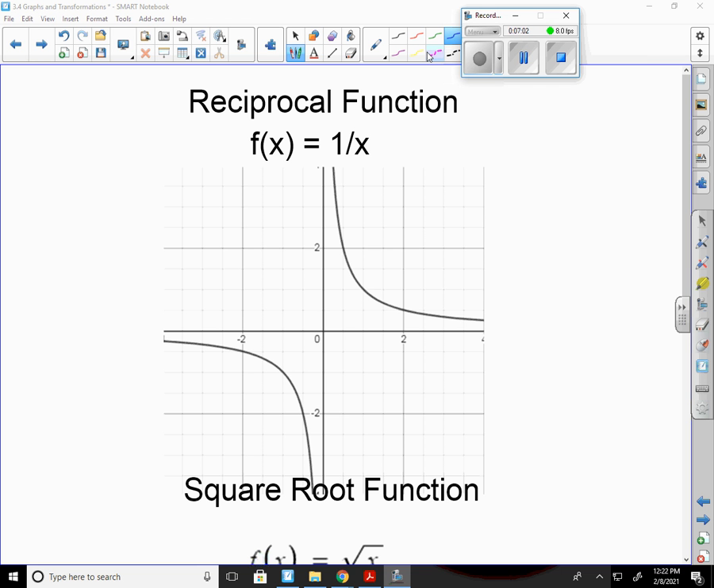Reciprocal function is next. f of x equals 1 over x. This is what the graph looks like for this. And it looks like that because as I get into the decimals that are less than 1, with a fraction smaller than 1, then it actually gets further away from 0, 0.